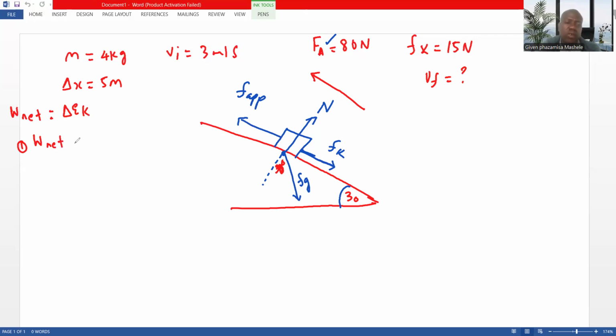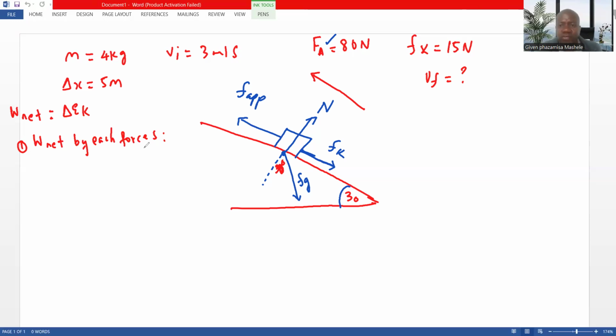The net work done on the object by each force. For now, I will not consider the normal, because if we were to consider the angle between the normal and the displacement, it would be an angle of 90 or 270 degrees, and cos of 90 is 0. That's why we say it acts perpendicular to the displacement. So we're not going to consider the work done by the normal force.